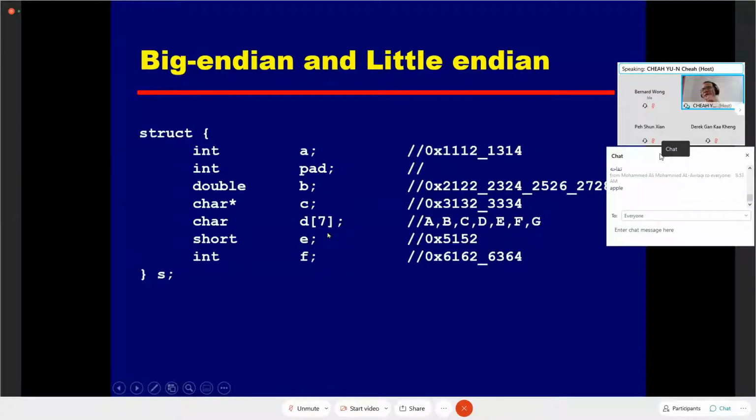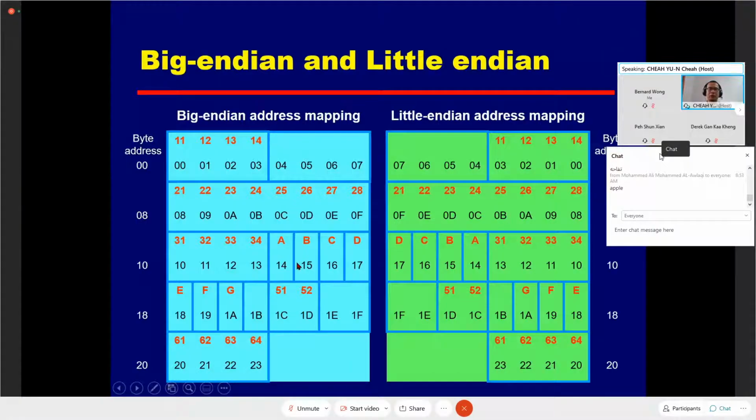The interesting thing comes when you do arrays. Now this A, B, C, D, E, F, G is put into an array, which means this is not apple anymore. This is A, P, P, L, E. It's put into separate cells or separate elements of the array. Understand? So when you look at it from the big endian point of view, it has A separate, then B and C, D, then E, F, G. So that is the big endian.